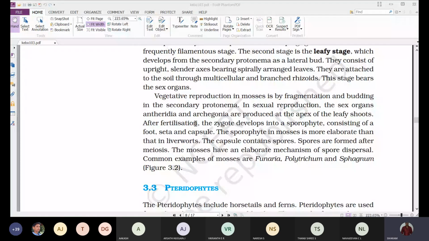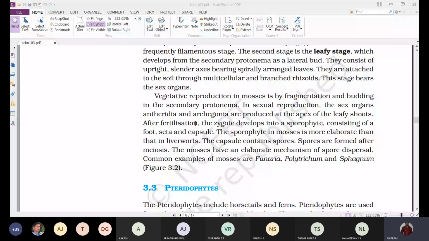So the antheridia will produce anthrozoids, which represent the male gametes, and archegonia produce the egg, which represents the female gamete. Okay, fusion occurs between the anthrozoid and the egg cell enclosed inside the archegonia and results in the formation of zygote. So after fertilization, the zygote is produced and the zygote develops into a sporophyte.